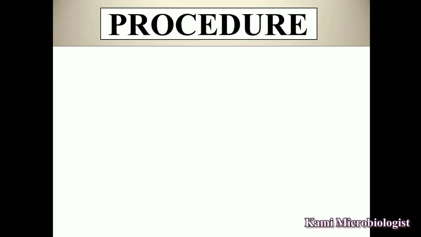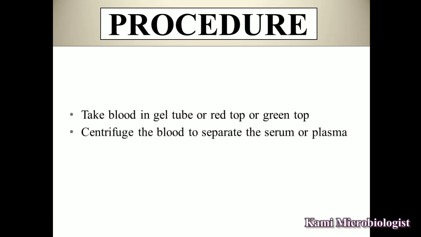Now let's see the procedure. The procedure is very simple. First of all, you need to take the blood in a gel tube, red top or heparin tube. Then you have to centrifuge it and separate the serum and plasma. Then you will run it on an advanced machine, like Azilite and some other fully automated machine.